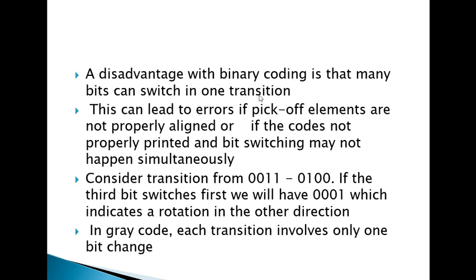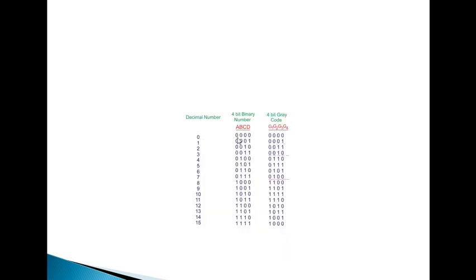The disadvantage with binary coding is that many bits can switch in one position. I have discussed this point now. If you consider binary numbers, what will happen? Here I have shown that. In the tracks we have used gray codes. What are gray codes? I am not going into detail because you have studied that. These binary codes are not used; we have used the gray codes.